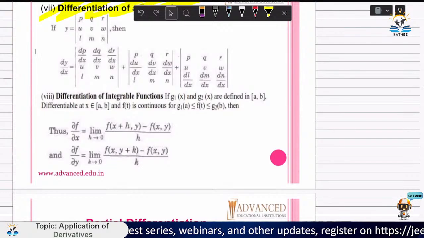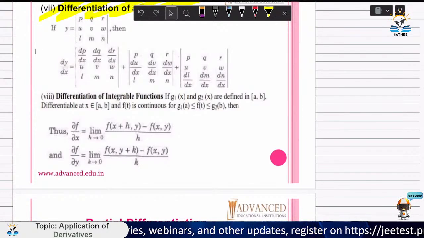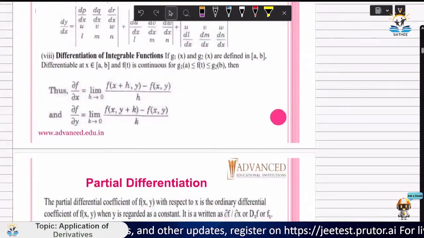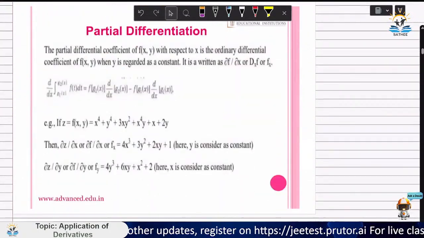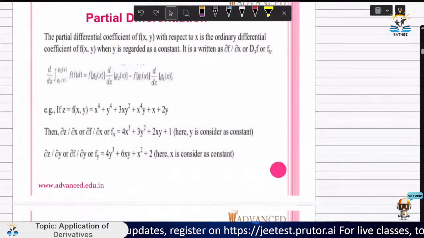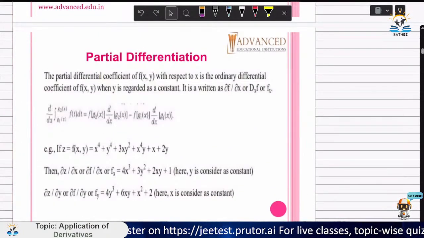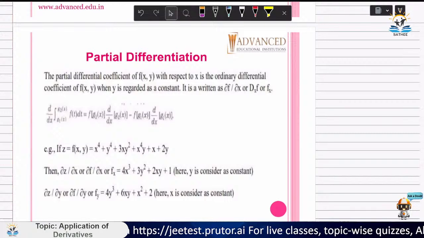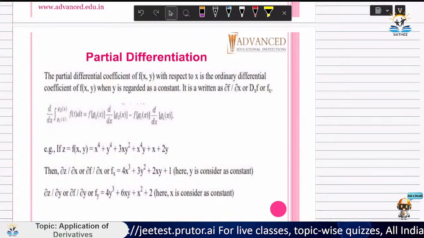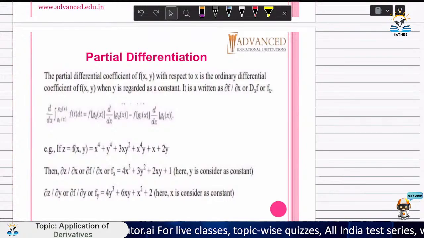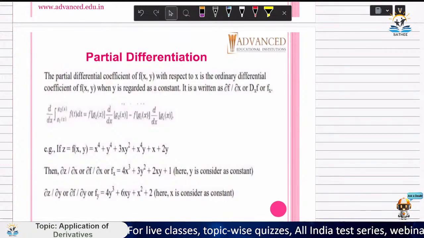Okay, so differentiation of integrable functions. I didn't get what you mean by that. Then there is partial differentiation. What do you mean by partial differentiation? Partial differentiation comes into play when the function is made of multiple variables.